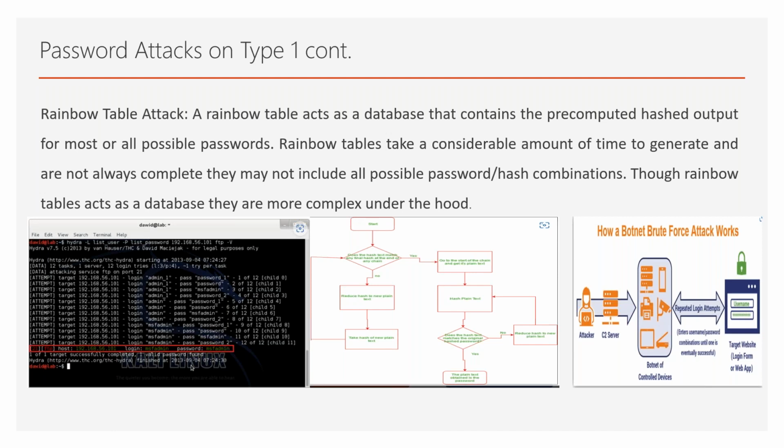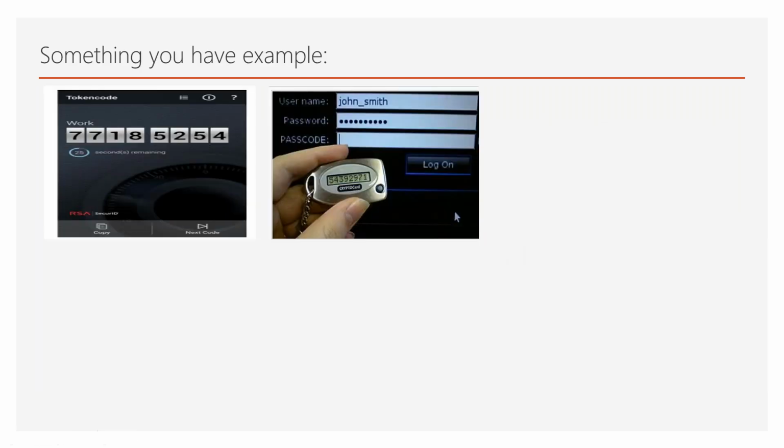That is why it is always said that type 1 has to be combined with either type 2 or type 3 if you want to achieve multi-factor authentication. Now, this is your example of something you have.